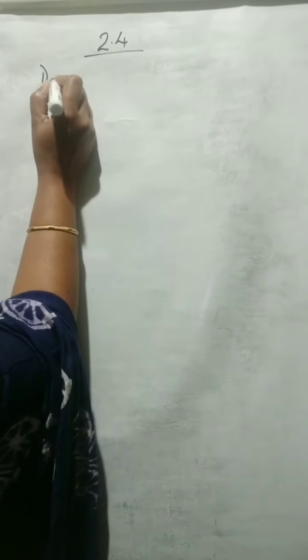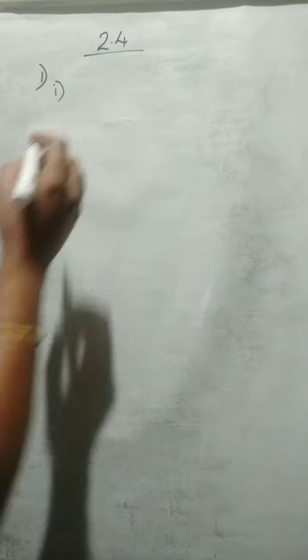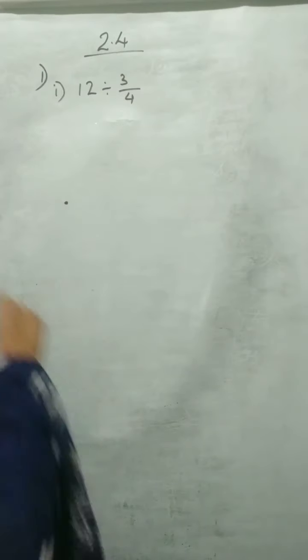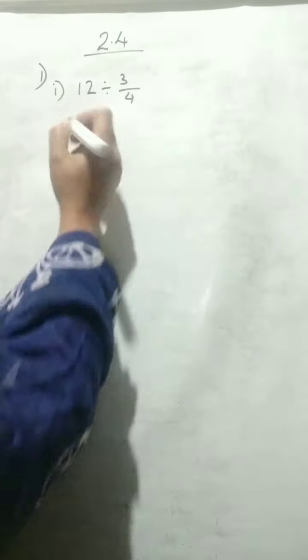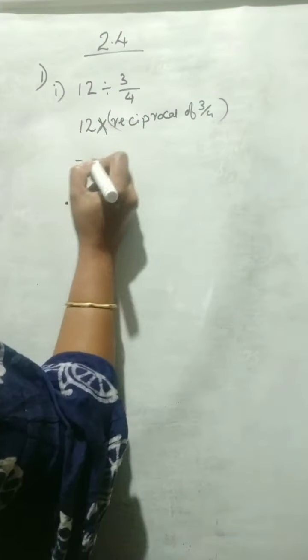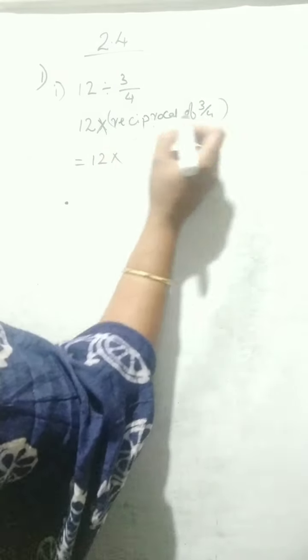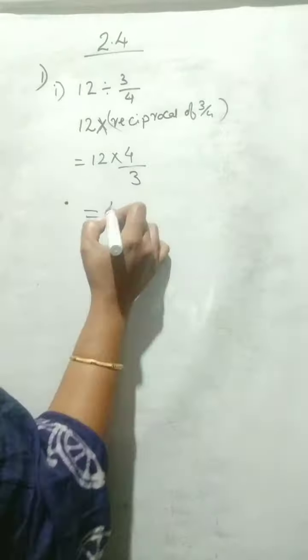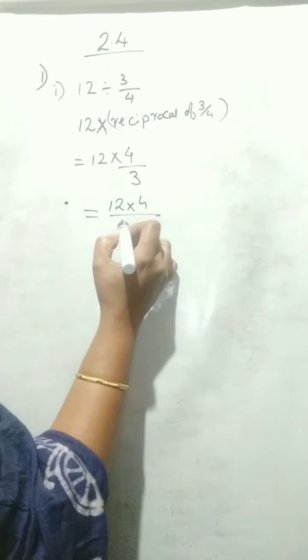First question is 12 divided by 3 upon 4. We have studied that when we are dividing a whole number by a fraction, we have to find the reciprocal of the divisor. This is the divisor, 3 upon 4. Then multiply that. Then 12 multiplied by the reciprocal of 3 upon 4, which is 4 upon 3. Then we can do the calculation.